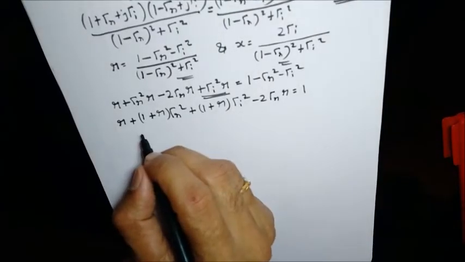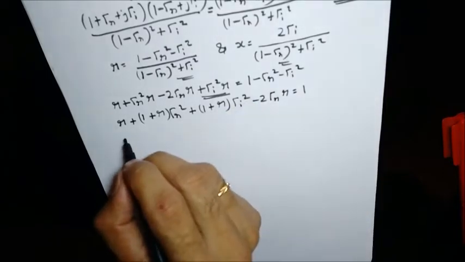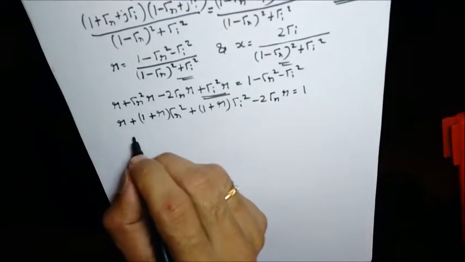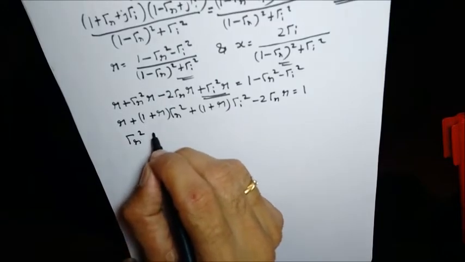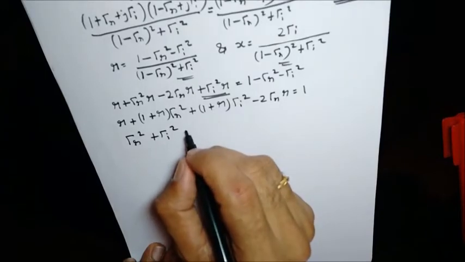Now I can use the method of completing the squares, but before that probably I will divide both sides by 1 plus r. It becomes easier to identify the square terms then. I am dividing both sides by 1 plus r.